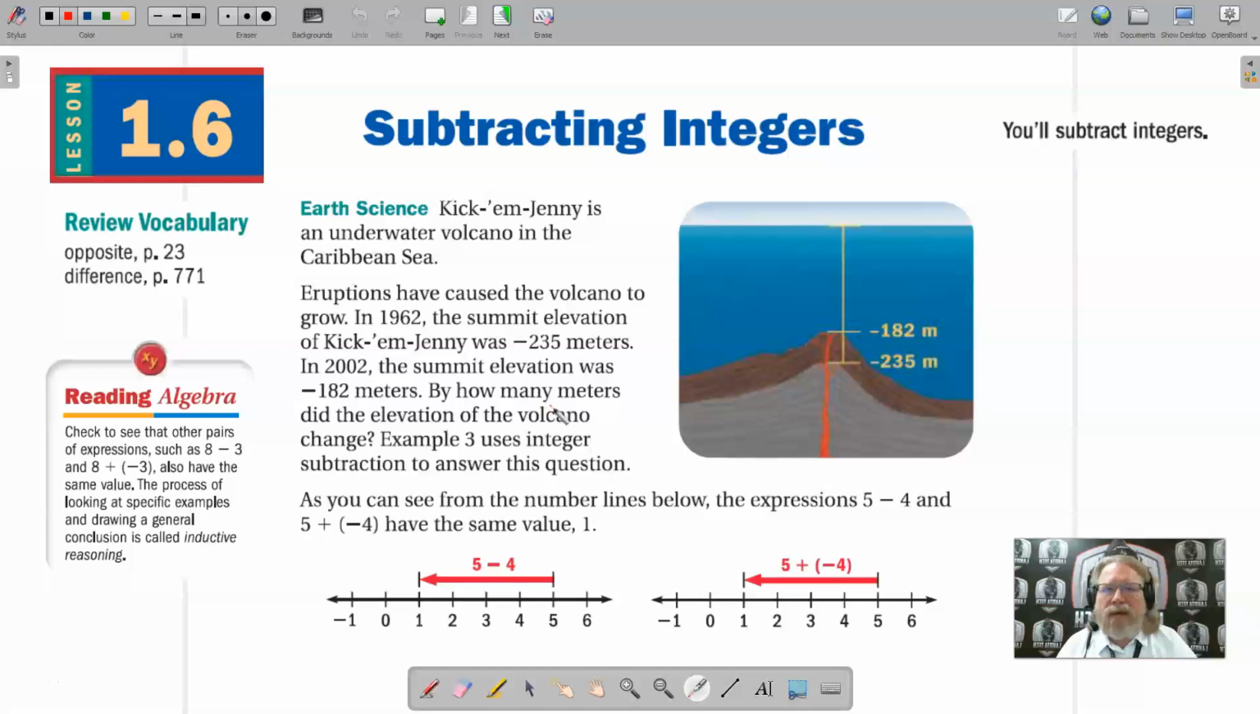Hello, this video is for textbook lesson chapter 1, lesson 6, and it's titled Subtracting Integers, where our objective is to subtract integers. And our vocabulary for this lesson is opposite and difference.